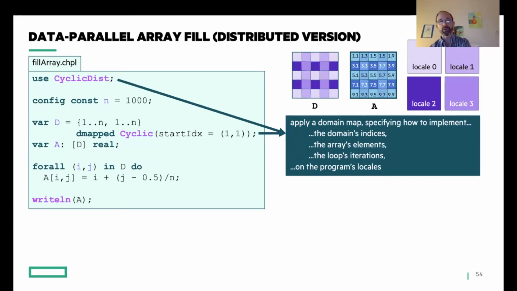And most importantly, I want to point out, this only required really changing the declaration of that one domain, and then all of the other computation could remain unchanged. And this is a really powerful feature when you're developing on your laptop, but then deploying on a supercomputer.